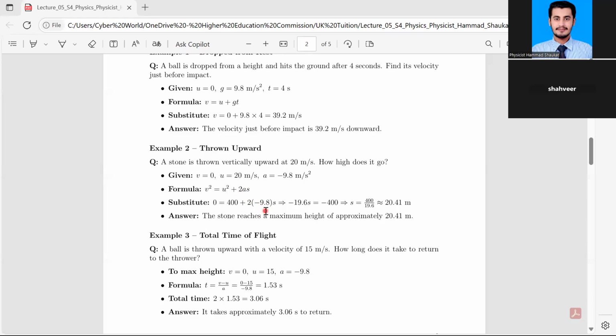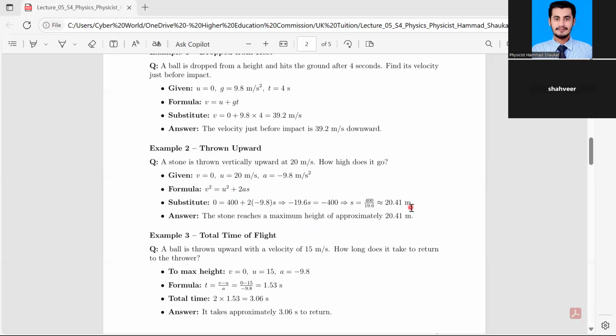Because the ball is being thrown upwards, against the action of gravity, right? Yes, that's why you have to introduce this negative sign yourself. Just substitute these values and you will get your answer, which is 20.41 meters. So this is how you can find the distance if you throw a stone upward.